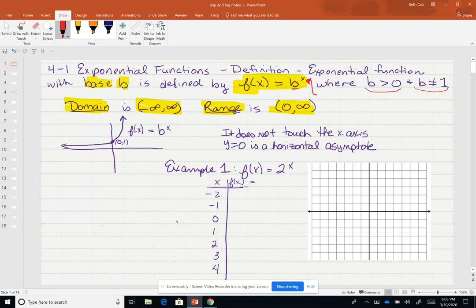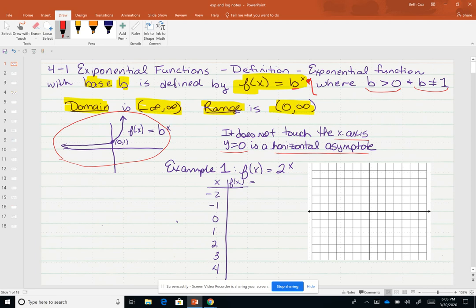The graph always looks like this. This is just some variation, just some generic graph. It never touches the x-axis, and that means that you have a y = 0 horizontal asymptote. We talked about asymptotes when we did rationals, and so there we go.